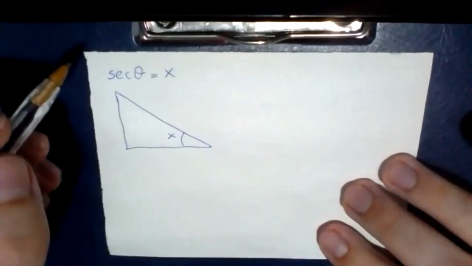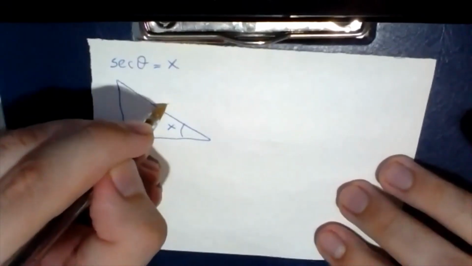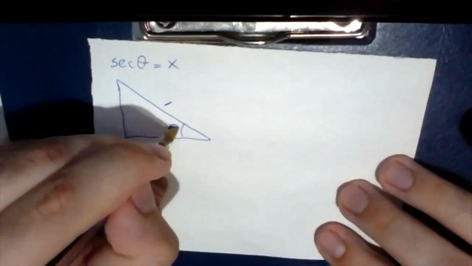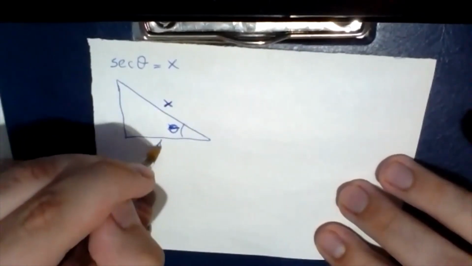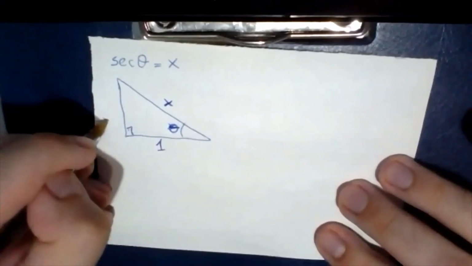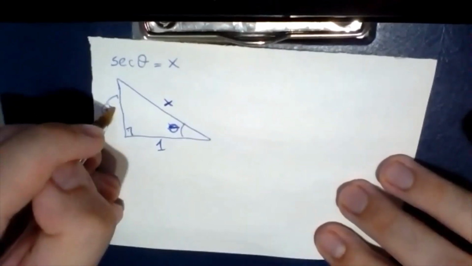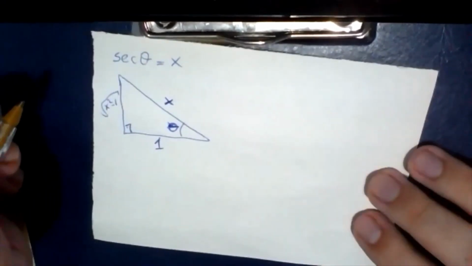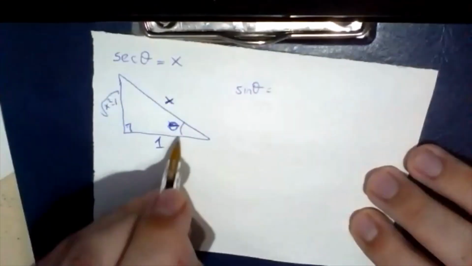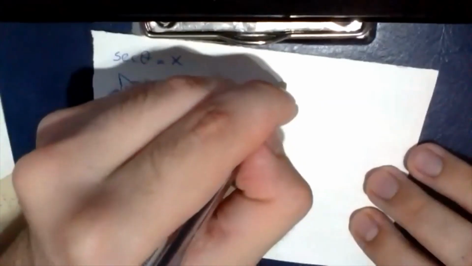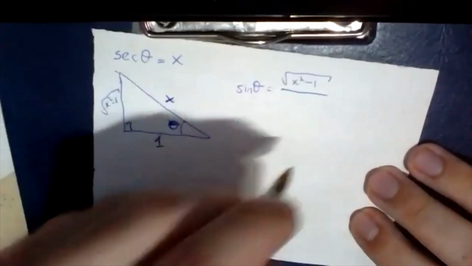Since secant theta is equal to x, if this is theta, the hypotenuse should be x, and this length should be 1. This part should be square root of x squared minus 1. Then sine theta will be the length of the opposite side over the length of the hypotenuse.